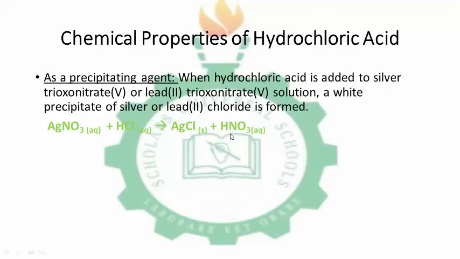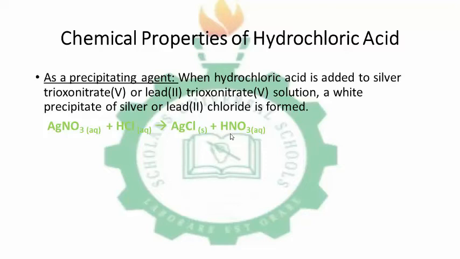Now the reason why the silver chloride is precipitated is because silver chloride is not soluble in water. That means silver chloride is an insoluble chloride. Please let's take note of that. Now we've come to the end of the chemical property of hydrochloric acid.